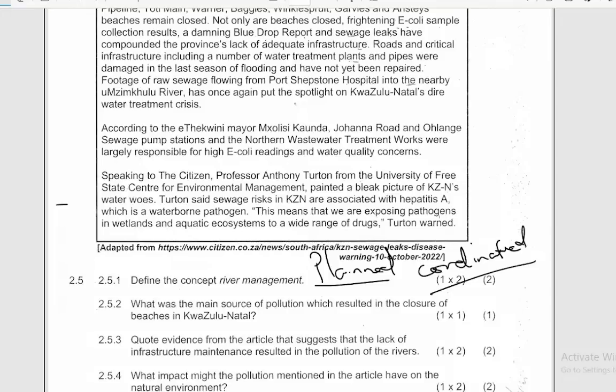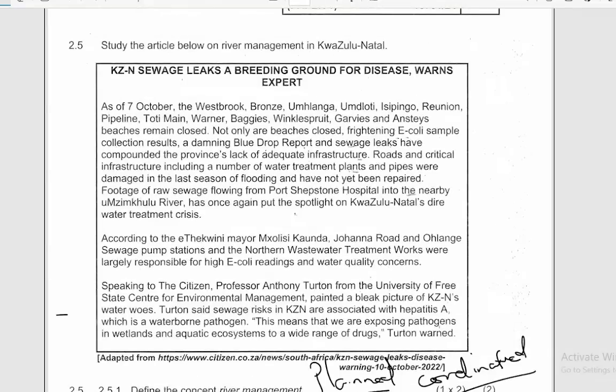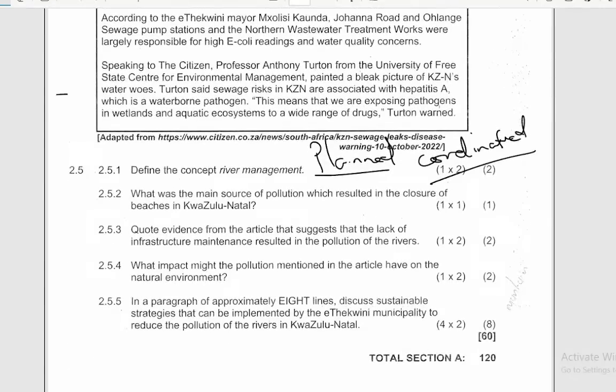Right? What is the main source of pollution which resulted in the closure of beaches? We are told that the beaches were closed here, and we are looking at sewage leaks which are being talked about there. That is the major cause of the closure of those ones, because of raw sewage which was leaking. Then quote evidence from the article that suggests that the lack of infrastructure maintenance resulted in the pollution of the rivers.